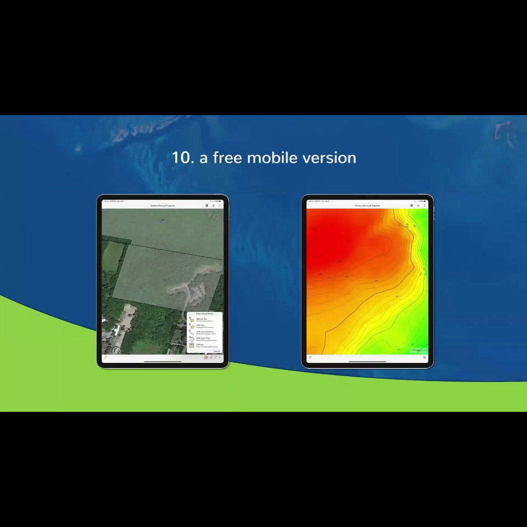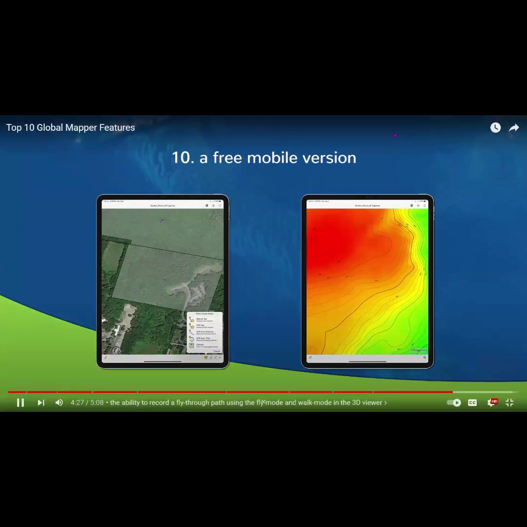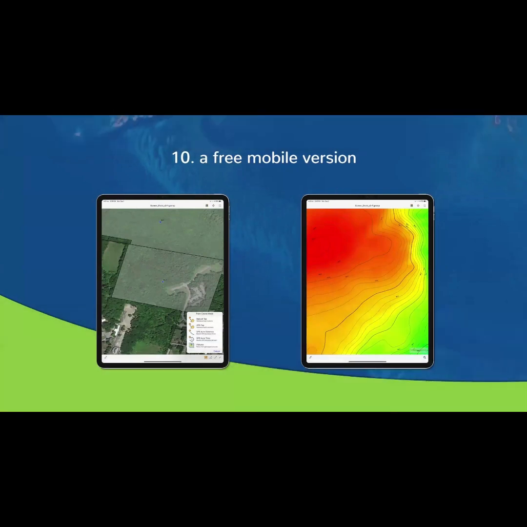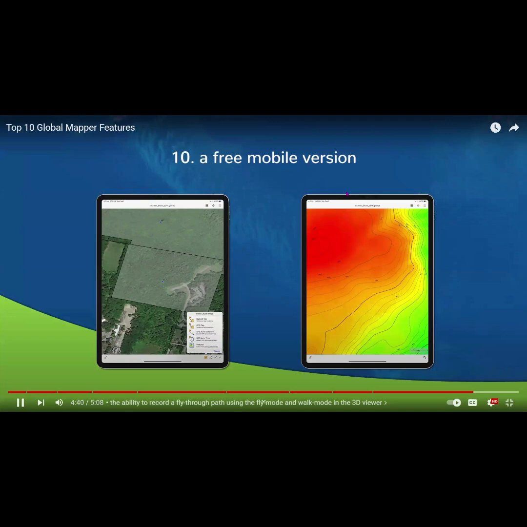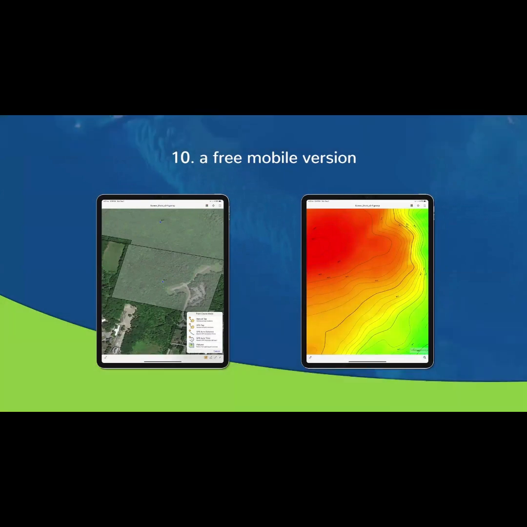Number 10, a free mobile version. Global Mapper Mobile is a free app for iOS and Android devices that offers field viewing and data collection. It displays any supported data from the desktop software, streamlines data collection, and efficiently transfers data onto the desktop software. A professional-grade application is also available for purchase from the Apple App and Google Play stores.